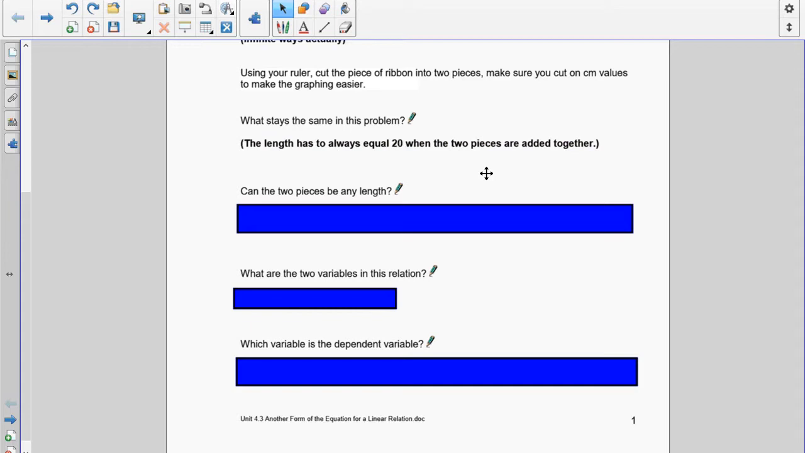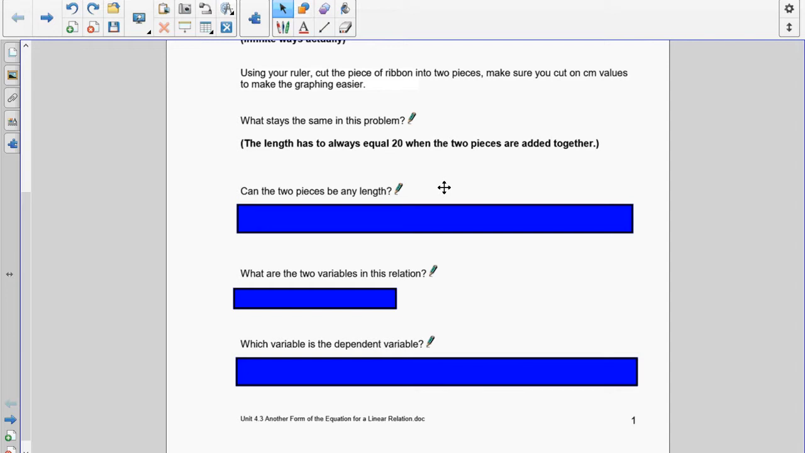So could the two pieces be any length? Any length. Now be careful there. There's some restrictions here. We only have a 20 centimeter piece of paper. So that means that you can't have a piece which is 21 centimeters because our piece of paper isn't long enough. So we have a restriction that it's got to be between 0 and 20.